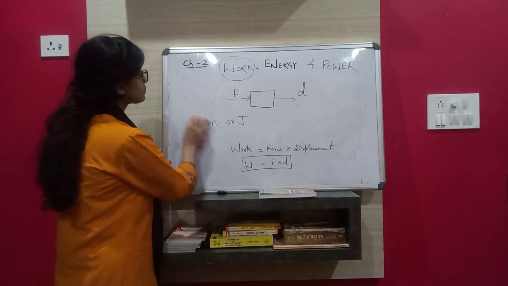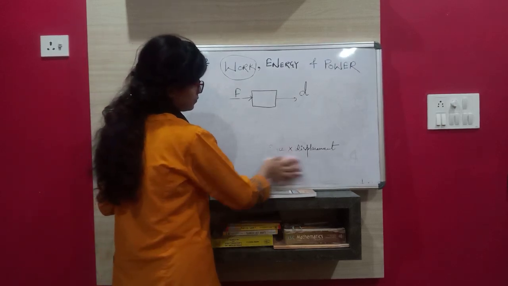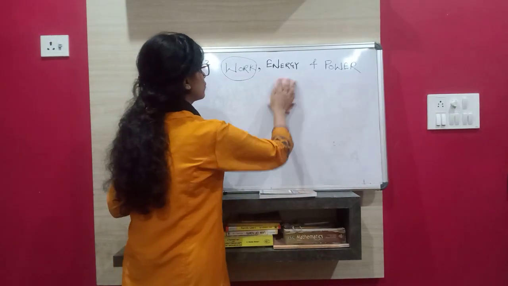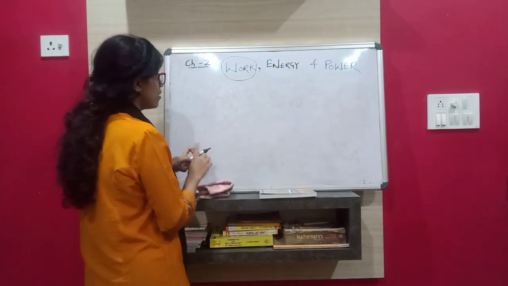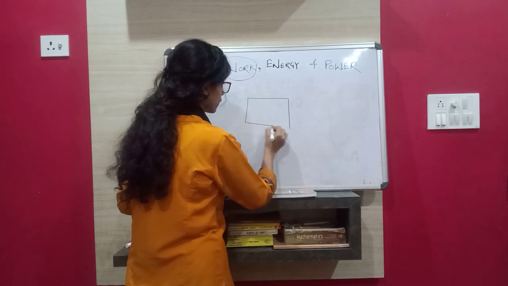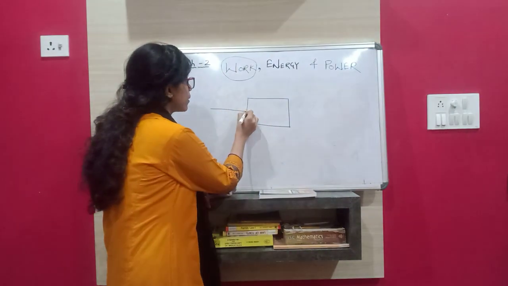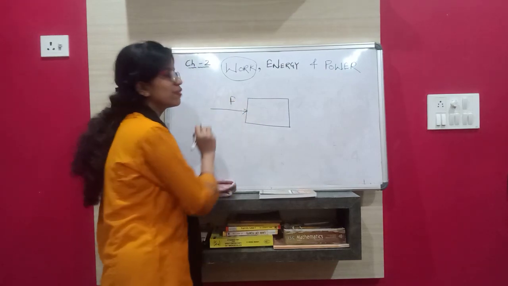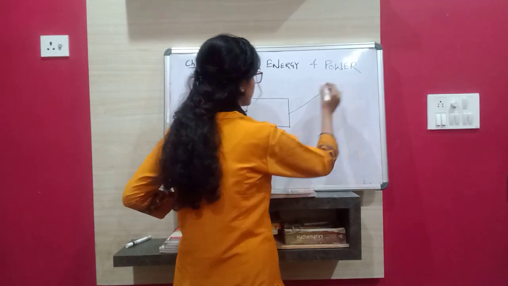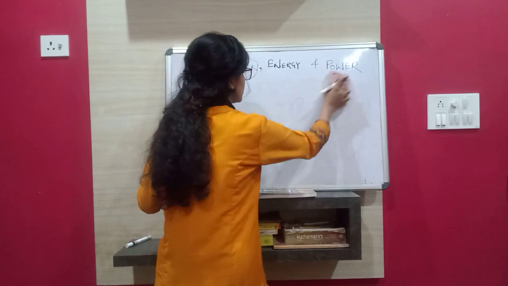Now let us see what the types of work done are. If we are having a body, what if we apply force in a forward direction? Here we are applying force in the forward direction, but we are getting displacement in some other direction. It's not a proper example. We can take another example.